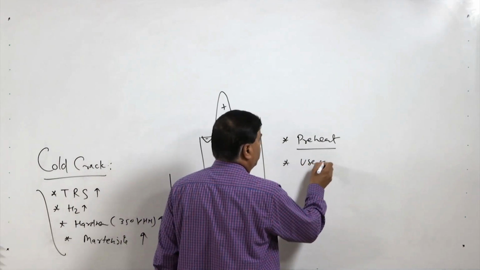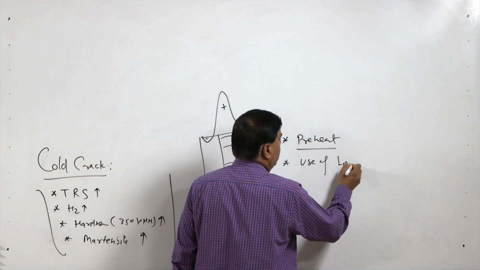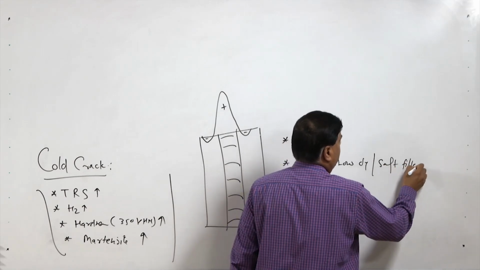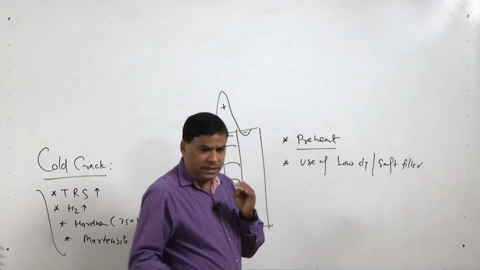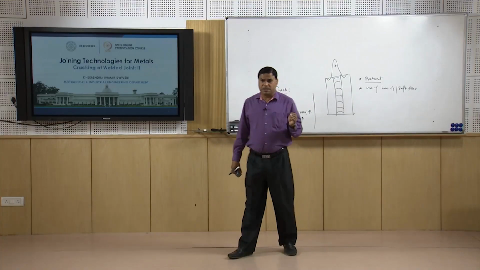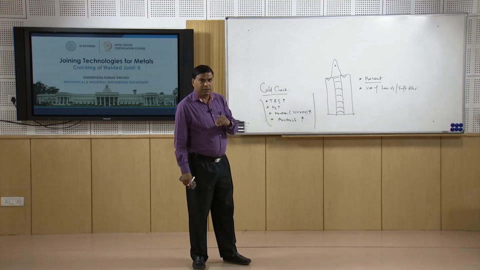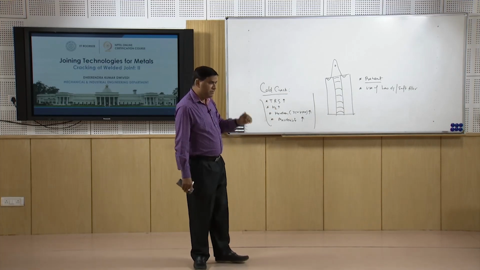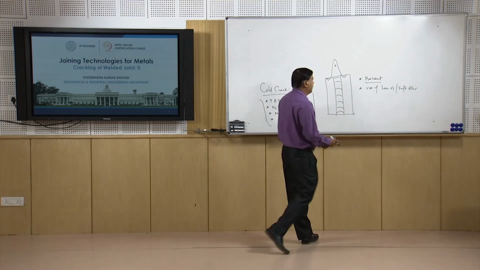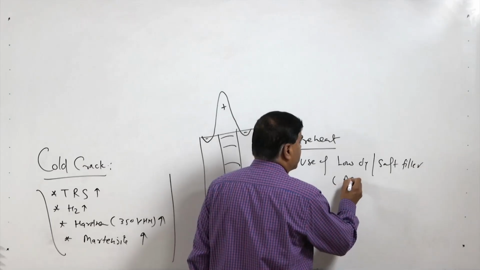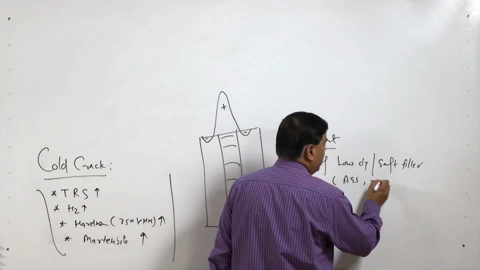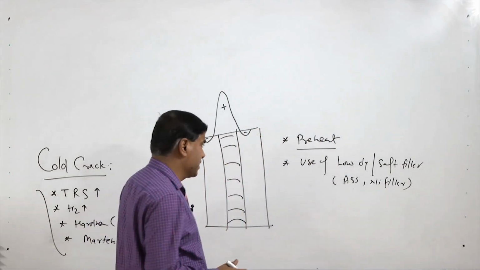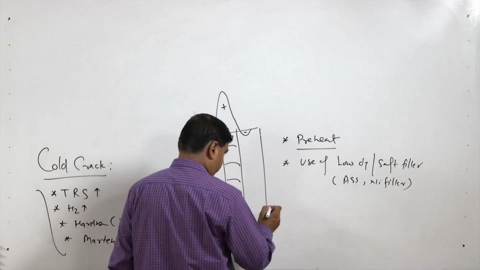Another is the use of a low yield strength or soft filler metal. This is another thing, because the magnitude of the maximum residual stresses can be equal to the yield strength of the metal. So, if the yield strength of the filler metal is lower, then it will help to reduce the maximum magnitude of the residual stresses being developed. Say, in case of the steels, mainly austenitic stainless steel fillers or nickel fillers are commonly used, because they are somewhat more ductile and of lower yield strength. So, that helps in reducing the residual stresses.